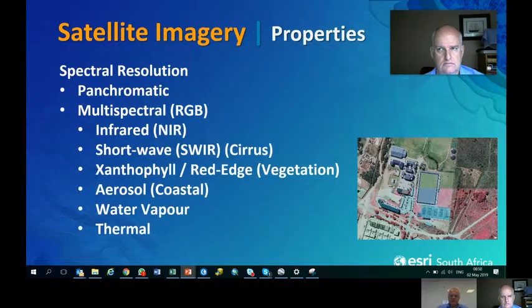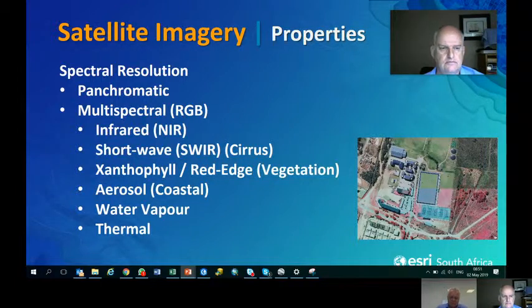The next issue is that of what are we actually seeing? So is it a panchromatic picture? So it's a black and white or grayscale picture, or is it a multispectral picture, red, green, blue? And then a lot of the new satellites are giving us infrared information, so in shortwave infrared, near infrared. Some are going down into some very specific bands regarding vegetation, such as red edge and xanthophyll. And then we have water vapor bands and aerosol bands. Those we use to try and understand cloud cover and where there are clouds on an image.